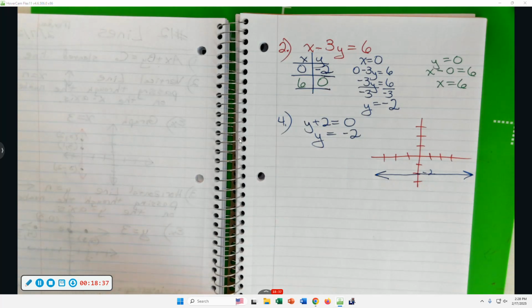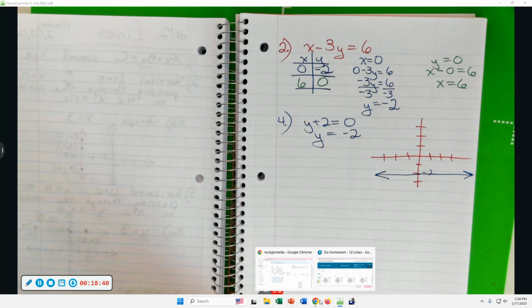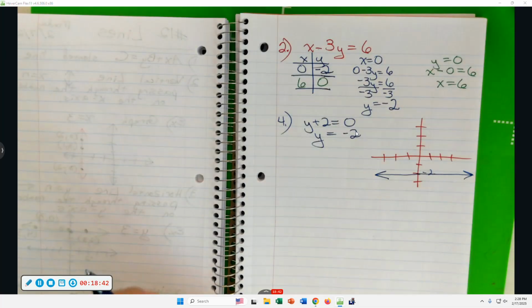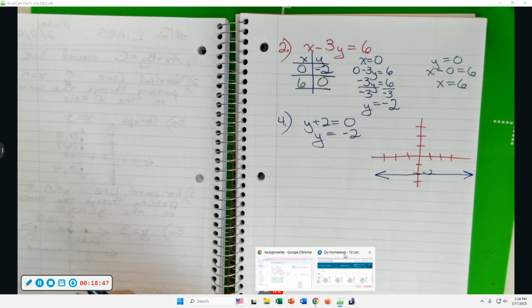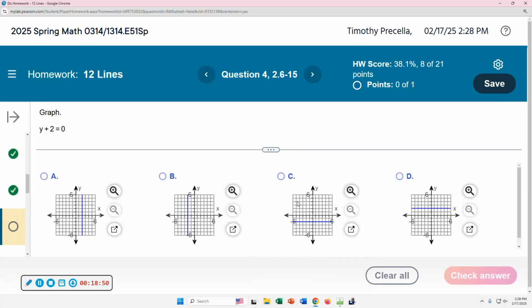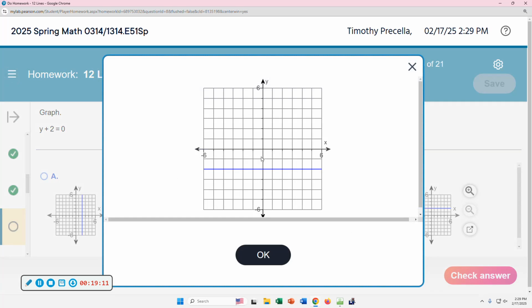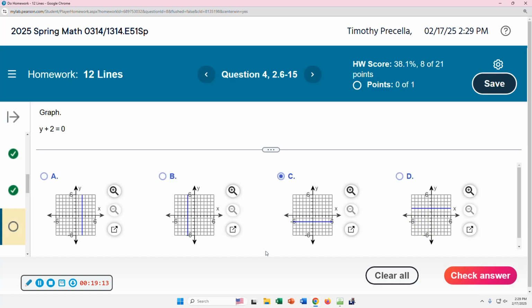Are you caught up with us? Any questions? A, B, C, or D. So it's a horizontal line passing through -2. A and B definitely not, because those are vertical. So it's either C or D. These first two pass through the x-axis. Which one did you say it is? C. So select C.